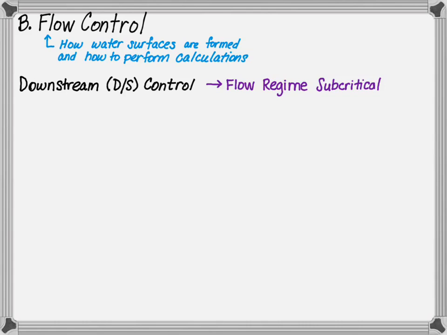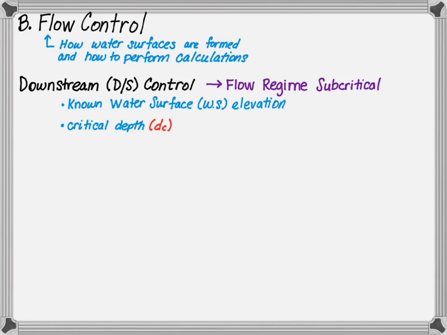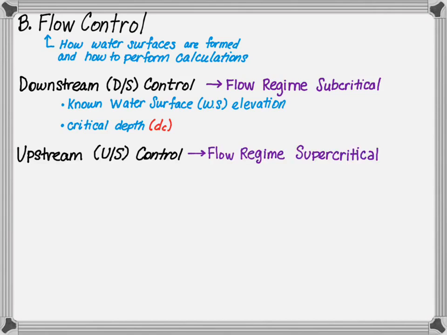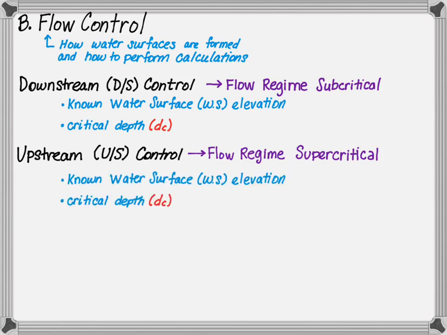When your river is subcritical, there are two types of controls that can be identified. Either you're given a known water surface elevation, which usually occurs at a structure such as a dam, or you are given a critical depth control. An upstream control channel is the result of a supercritical river. It too will either be given as a known water surface elevation or a critical depth control.